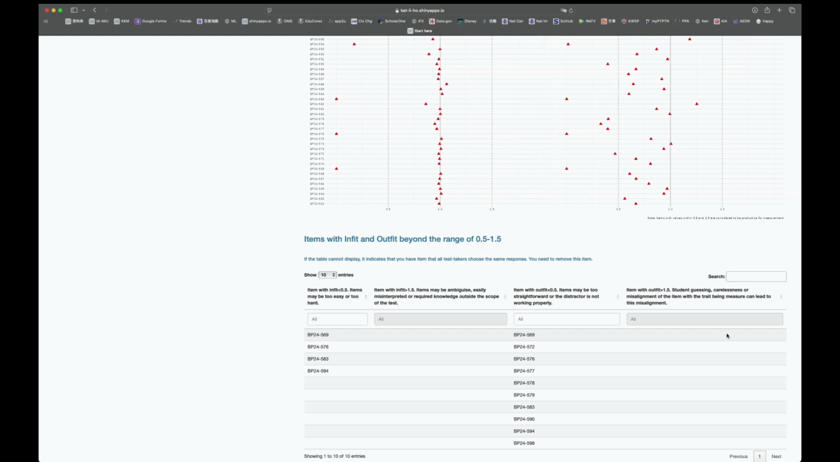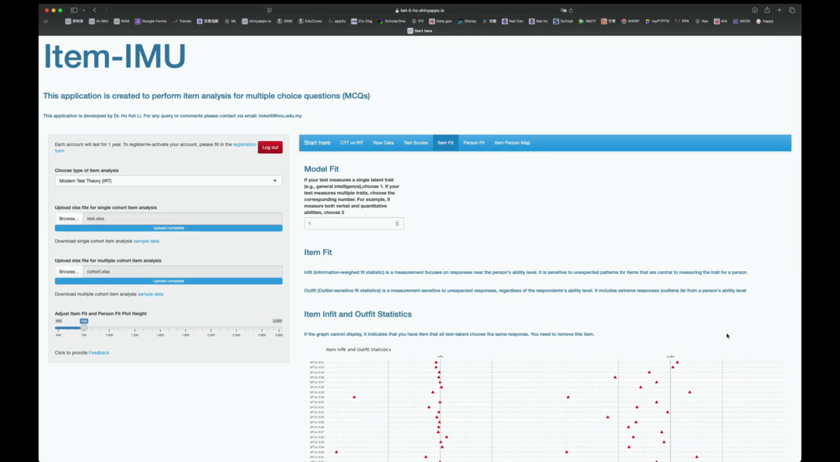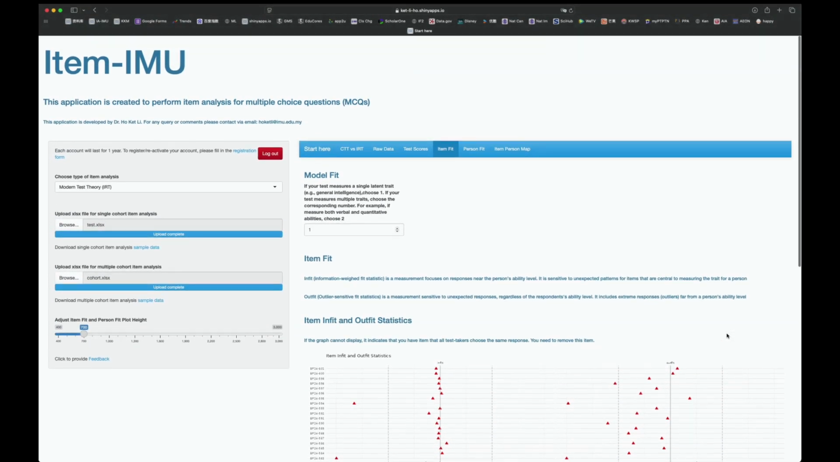Through this analysis of infit and outfit statistics, we can gain valuable insights into the performance and effectiveness of our test items, ultimately enhancing our understanding of how well our assessments align with the abilities they aim to measure.